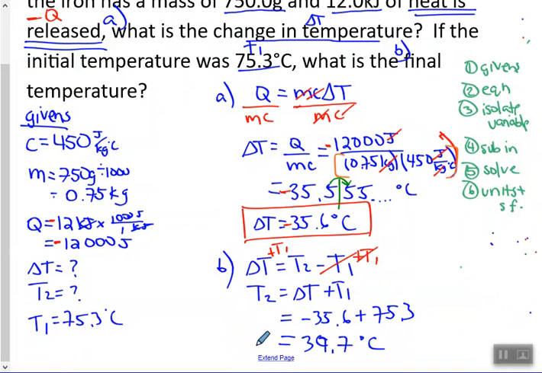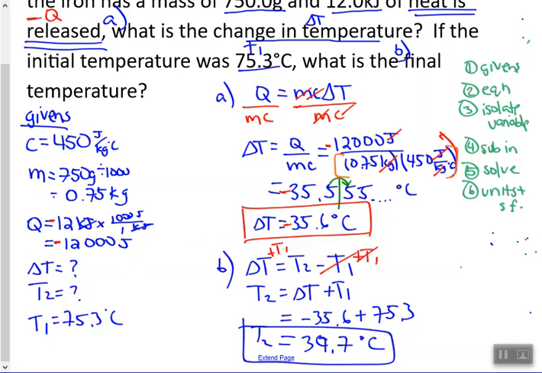Actually, this is adding and subtracting. So 1 decimal place here, 1 decimal place here. So we should have 1 decimal place, so we're good. So T2 equals 39.7 degrees Celsius. So that's our final temperature.